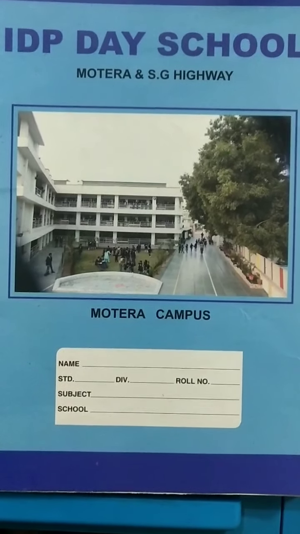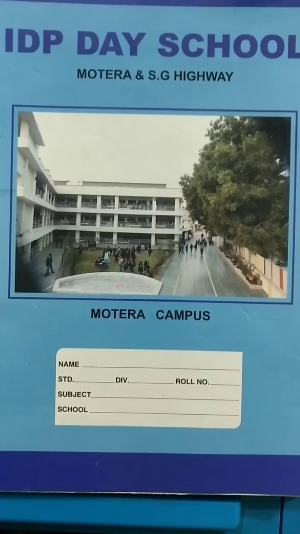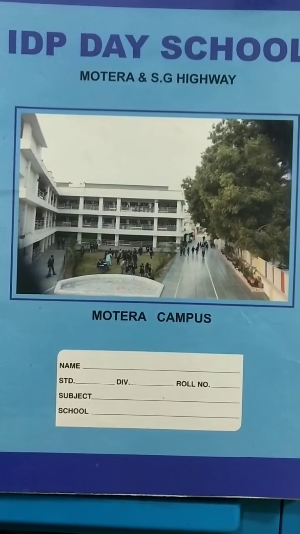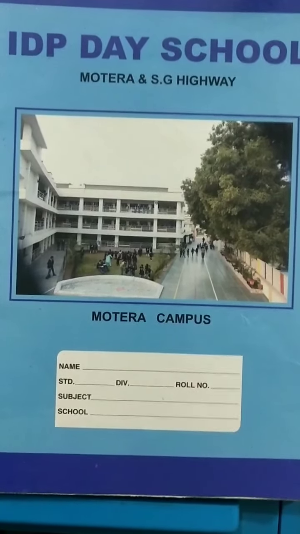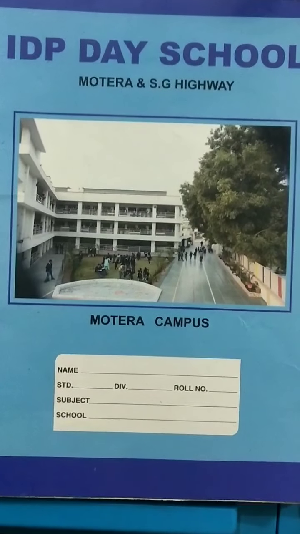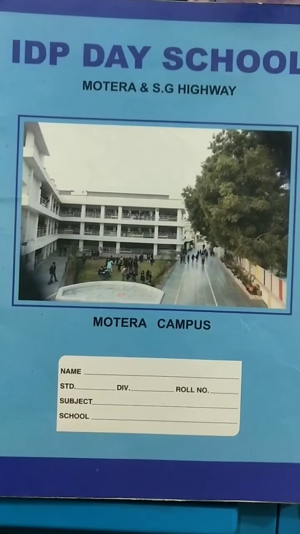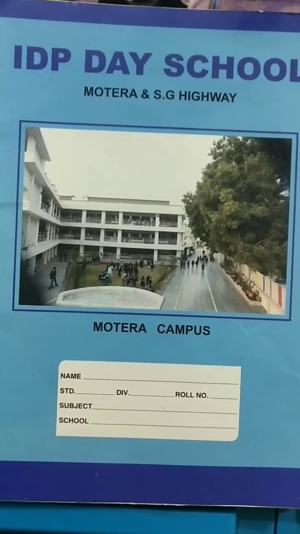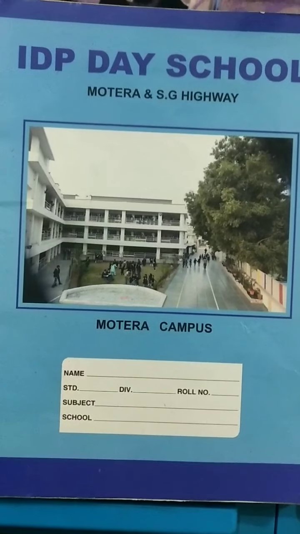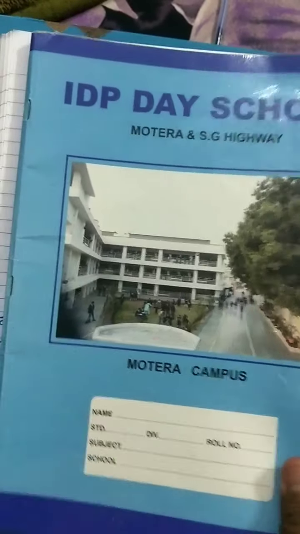Today, in this session, we are going to see some properties regarding triangles. First of all, I want to tell what an isosceles triangle is. An isosceles triangle means a triangle which has two sides equal. Okay. Now, let us start.